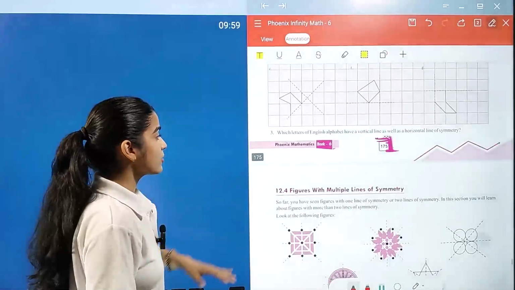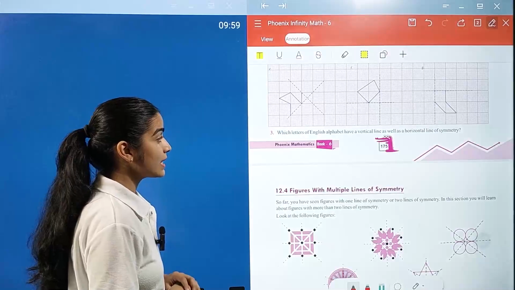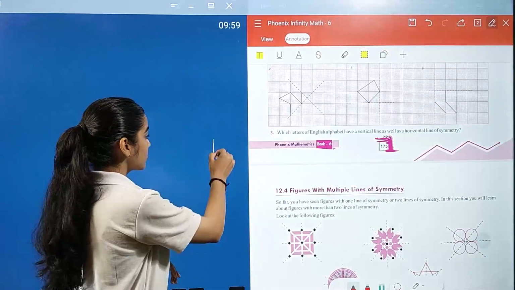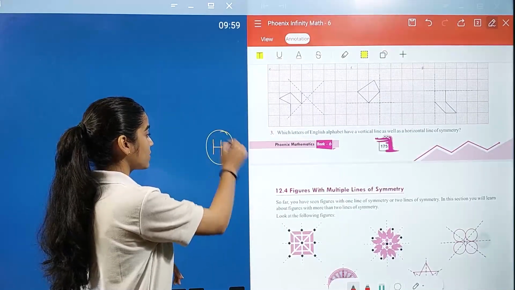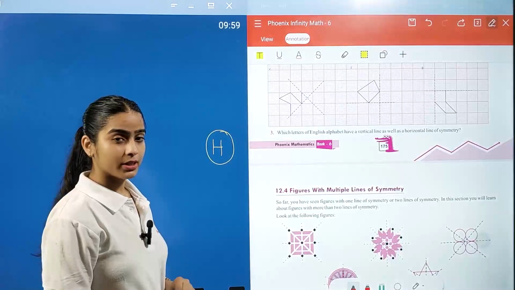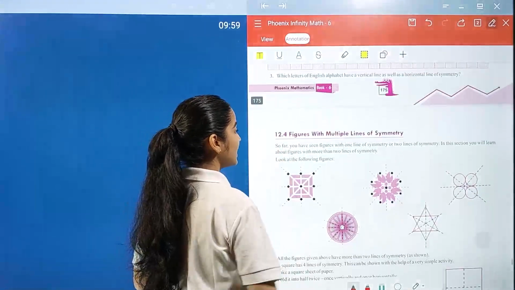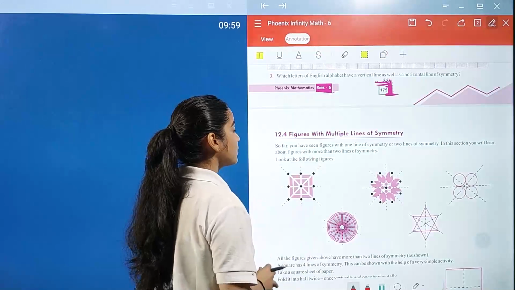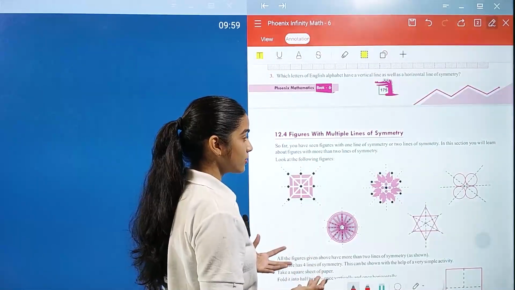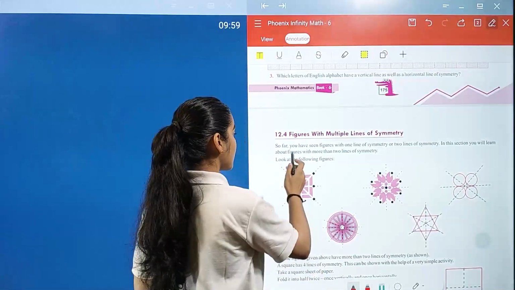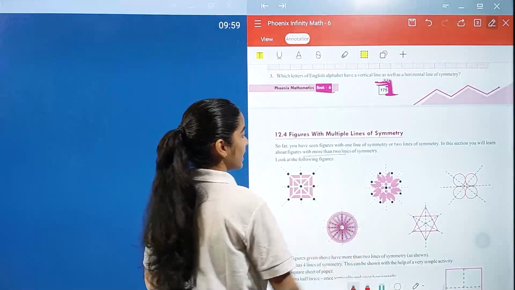After this, which letters of the English alphabet have a vertical line as well as a horizontal line of symmetry? So this H has a vertical as well as horizontal line of symmetry. Now we have figures with multiple lines of symmetry. So far you have seen figures with one line of symmetry or two lines of symmetry. In this section you will learn about figures with more than two lines of symmetry.